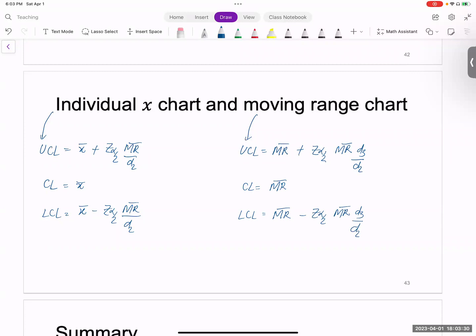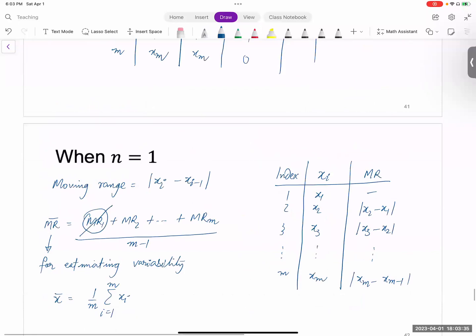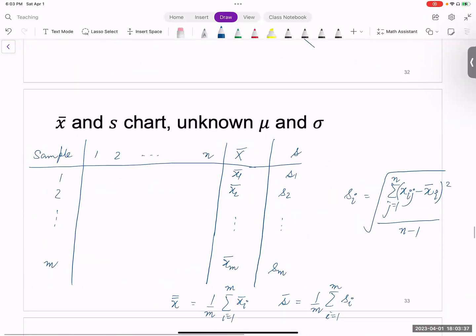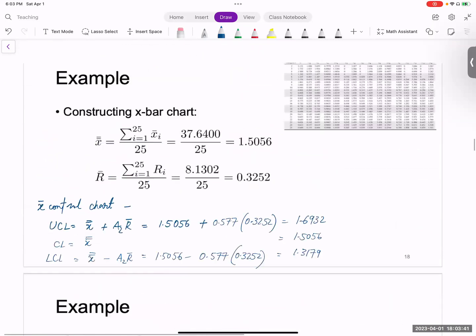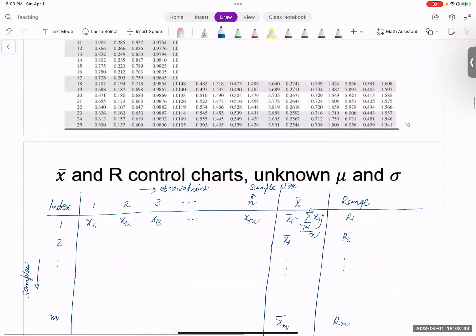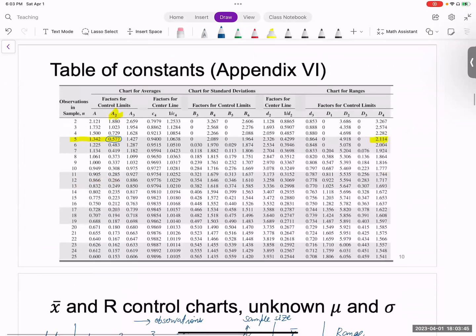Now, one thing you have to keep in mind is you have these constants D2 and D3. If you scroll all the way back to appendix number 6, you will see that these values are not defined, or they don't exist for n equals 1. So if you look at this table, you have your D2s and D3s right here, but you don't have any row for n equals 1. You can pause the video here and take a look at it.